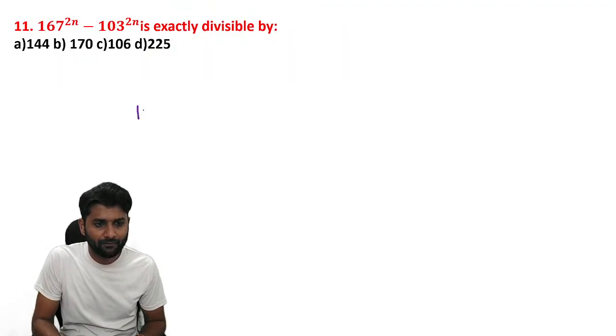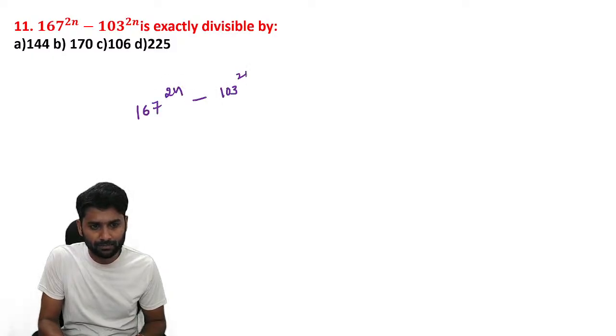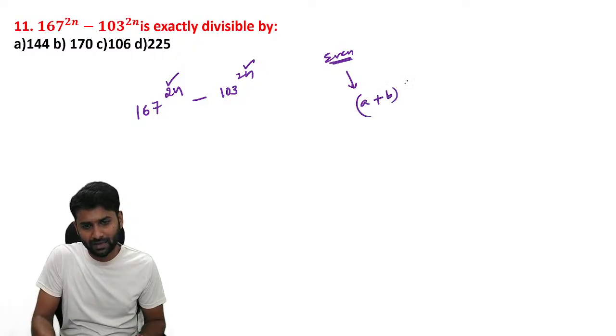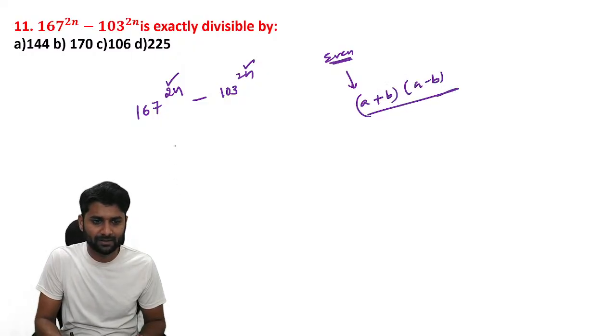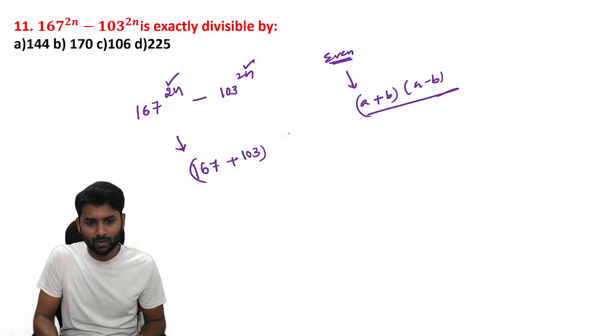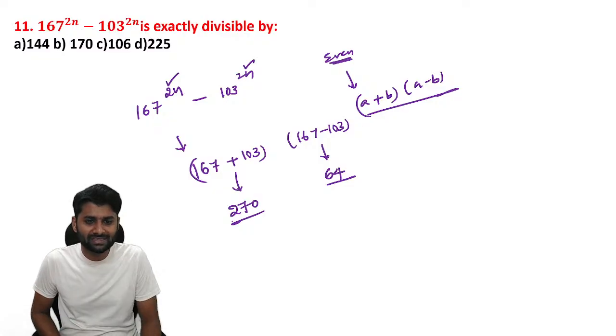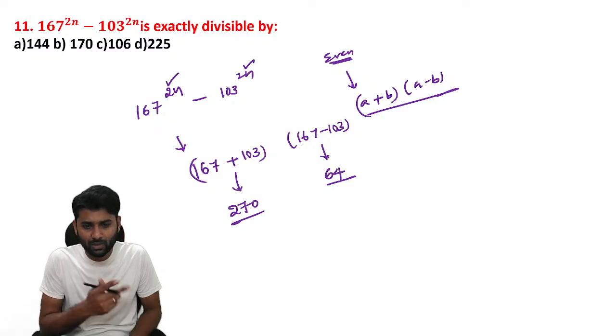Now see, 167 power 2n minus 103 power 2n, and you know that 2n is an even number, right? If it is an even number, it is always divisible by a plus b into a minus b. 167 plus 103 and 167 minus 103. The difference here is 64. The addition is 270. Now the question is, it is exactly divisible by what? You can't find the options.